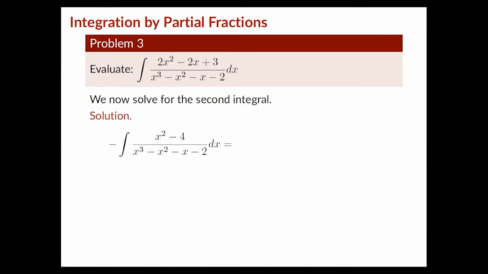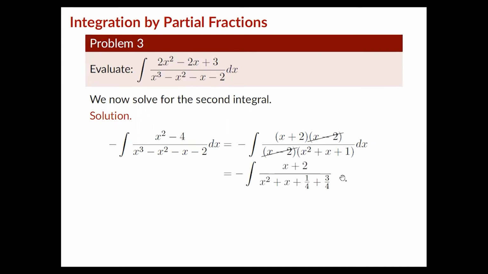Ngayon naman, isosolve naman natin yung second integral. Take note na yung x squared minus 4 at ang x cubed minus x squared minus x minus 2 ay factorable. So we now have this integral. So x squared minus 4 is equal to x plus 2 times x minus 2, and x cubed minus x squared minus x minus 2 is equal to this expression. And we can now cancel out both x minus 2 on the numerator and denominator. So now we are left with this.